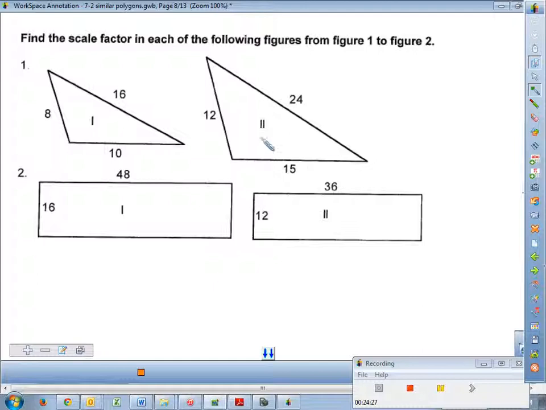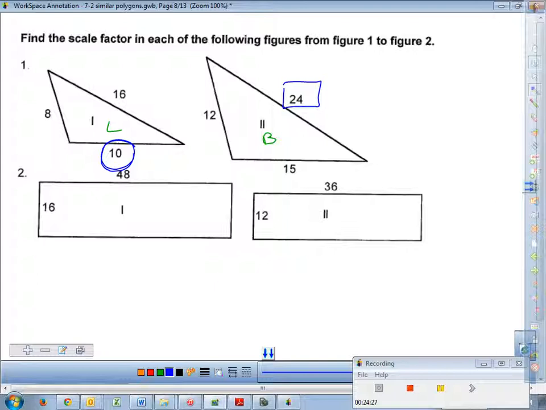Big and little. Big and little. It should be your first move. Then, what do you think? What if I use this 10 and this 24? What do you think about that? Why wouldn't that work to find the scale factor? They don't, starts with a C. They don't what? Correspond to each other.